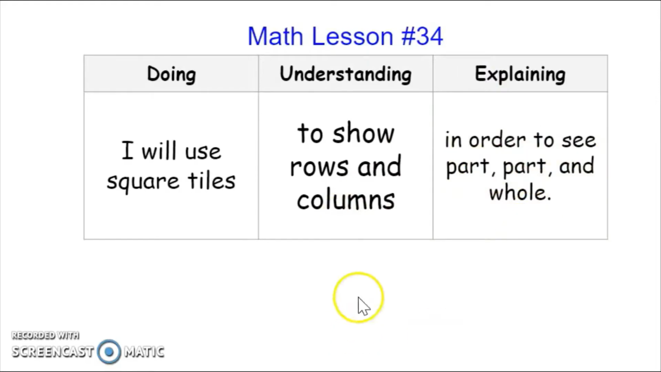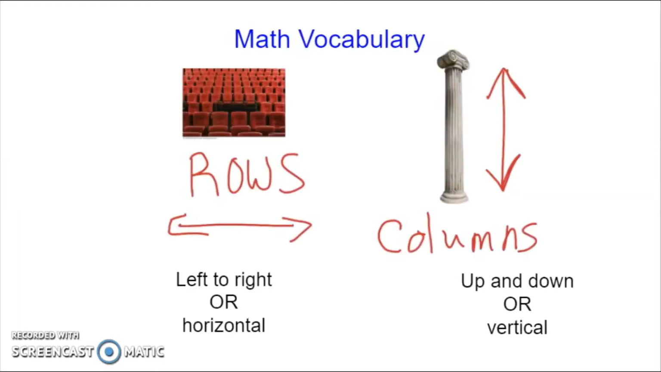This is so important. Let's begin with our vocabulary because we need to understand our vocabulary in order to understand our objectives. We have rows and columns as the first part of our math vocabulary. Remember, rows are like movie theaters where they go from left to right, horizontal, or across. And columns, you might see these in very big, huge, fancy buildings. They help hold up a building roof. And so we can think of columns as up and down or vertical.